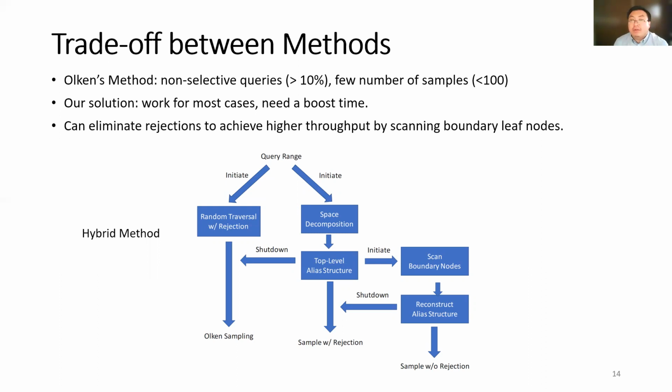We start using Oken's method to get some samples as soon as possible, while we're doing the space decomposition on our thread to prepare to yield samples in our proposed solution. Once that is done, we can stop yielding samples from Oken's method and start yielding samples from our method. Then we can spin out another thread to scan through the boundary nodes to completely get rid of the rejections. When that is reached, we can generate our samples at a very low cost and at a very high throughput.